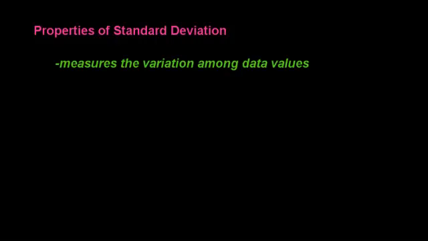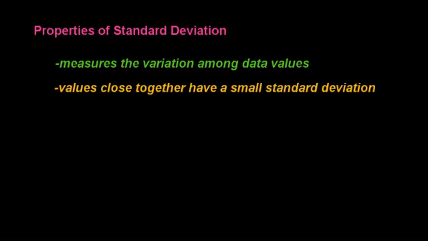The standard deviation is our most important measure of variation. So let's take a moment here and summarize what we know about the properties of standard deviation. It measures the variation among the data values, uses all of the data values, and gives us a measure of variation among all of the data values.